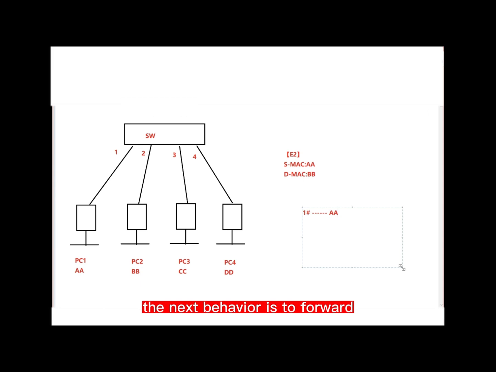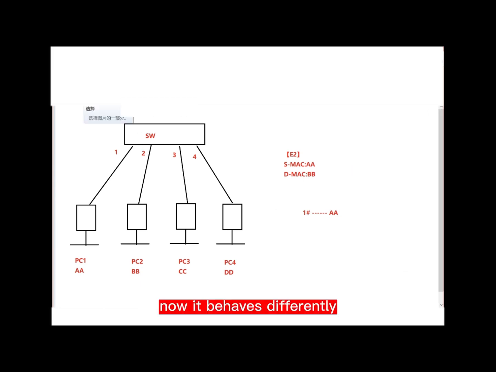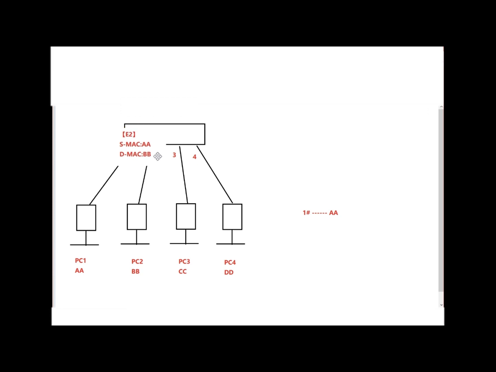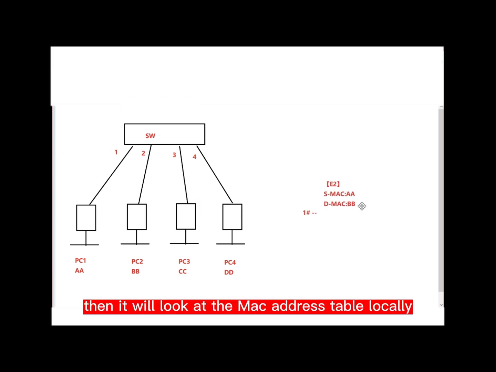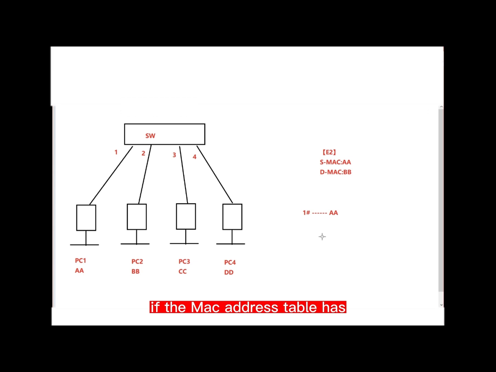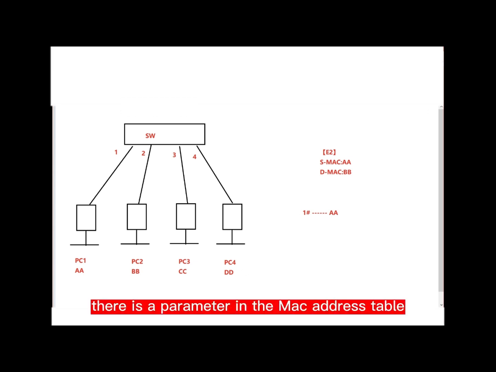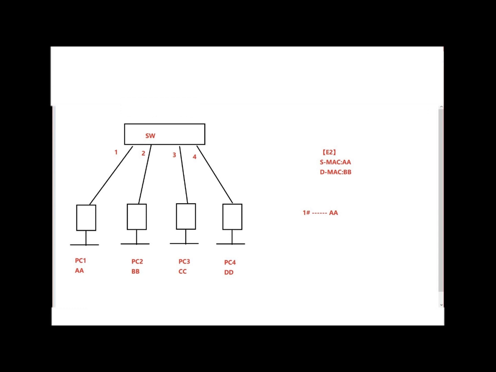The next behavior is to forward. For forwarding, now it behaves differently. If it receives a data frame that is to be sent to a specific device, for example, now it needs to be sent to PC2 specifically, then it will look at the MAC address table locally. If the MAC address table has the entry, then just forward it. There is a parameter in the MAC address table: known unicast data frame.